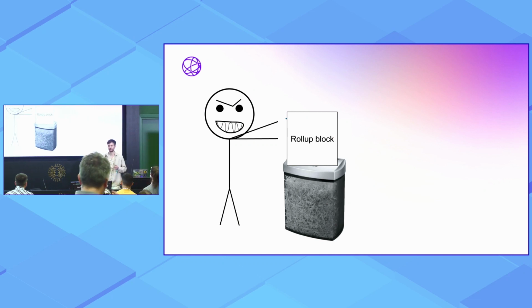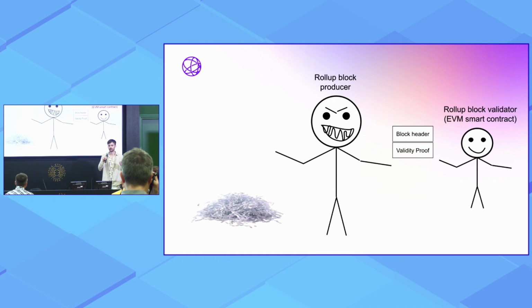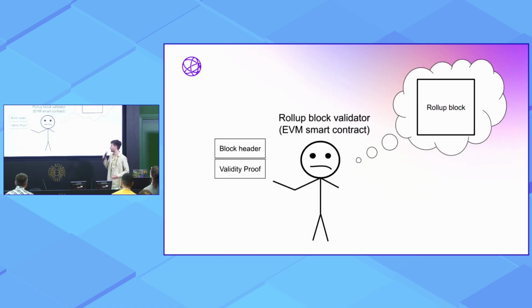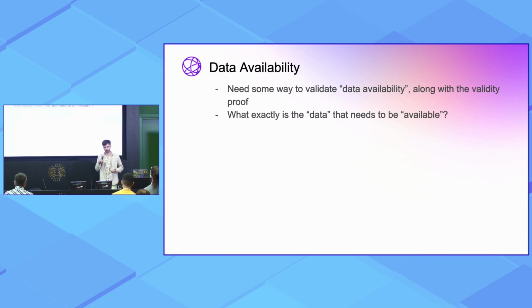If all the verifier does is look at the header and the ZK proof, there's a way that he can still be tricked, which is if the rollup block producer gives him a header and a proof for a block that doesn't exist, for a block that he deleted right after he created it and didn't share with anyone. In other words, if the data is unavailable. So the verifier would be left wondering whether or not a block exists that corresponds to the header and proof that he's looking at. So we call this data availability. The verifier needs some way to validate the availability of the data for the rollup block that he's looking at.